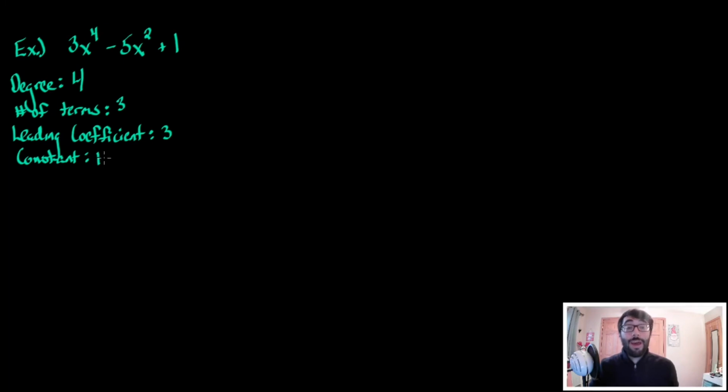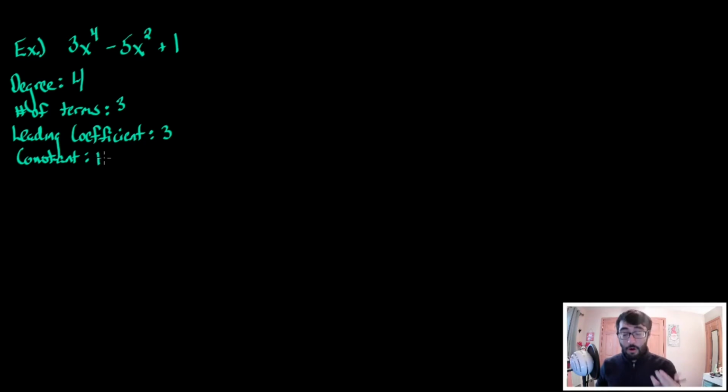Now, if you don't have a term that doesn't have a variable, that means your constant's 0. Because if I had like a plus 0 at the end of something, that actually doesn't change anything. So this would be all the key information for this particular polynomial expression.